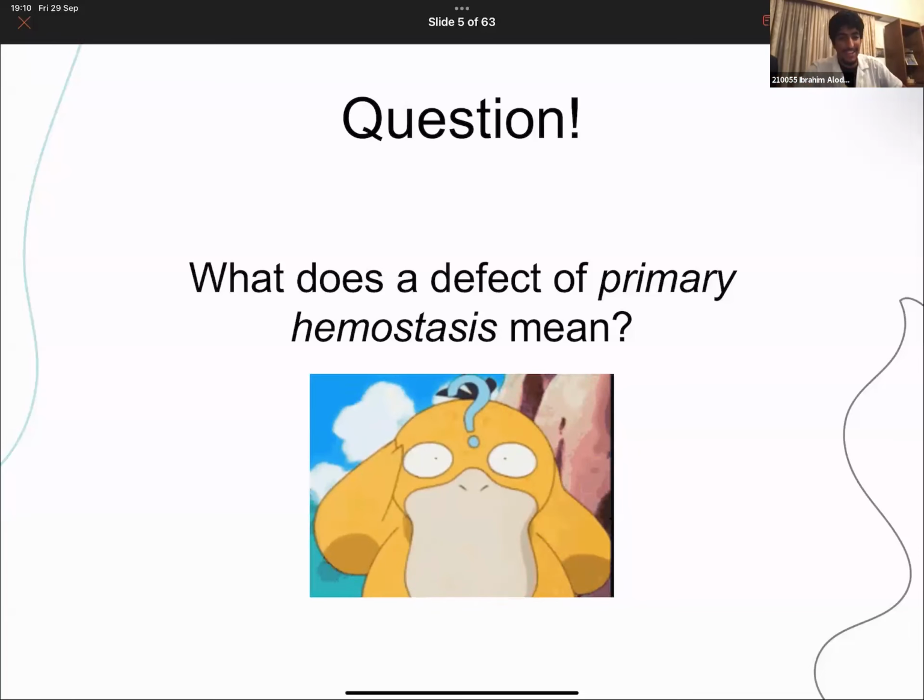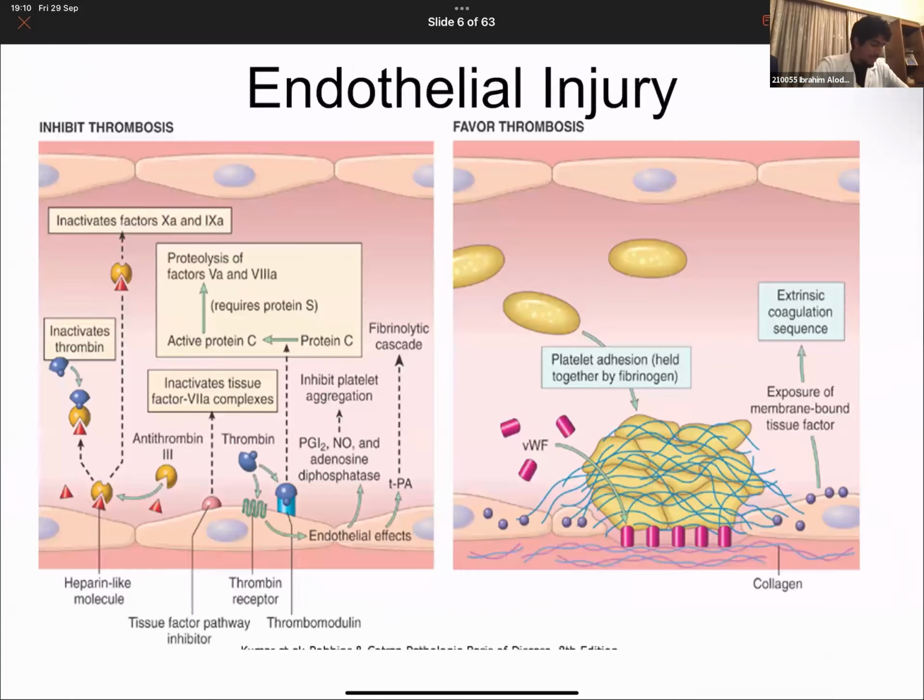Moving on. Oops, slides are not there. Here, endothelial injury. See how complicated this looks.